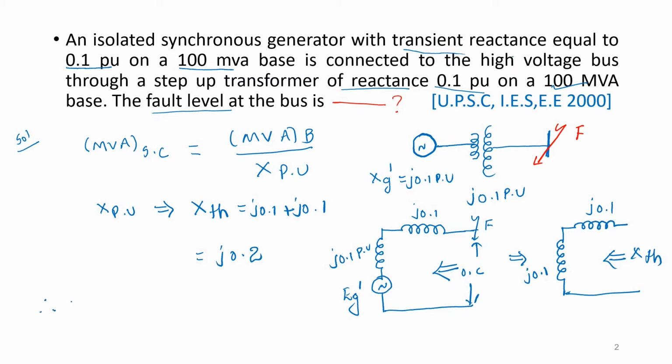Therefore, the short circuit MVA is equal to the base MVA, which is given as 100 MVA, divided by 0.2. That is equal to 500 MVA. This is the short circuit MVA.